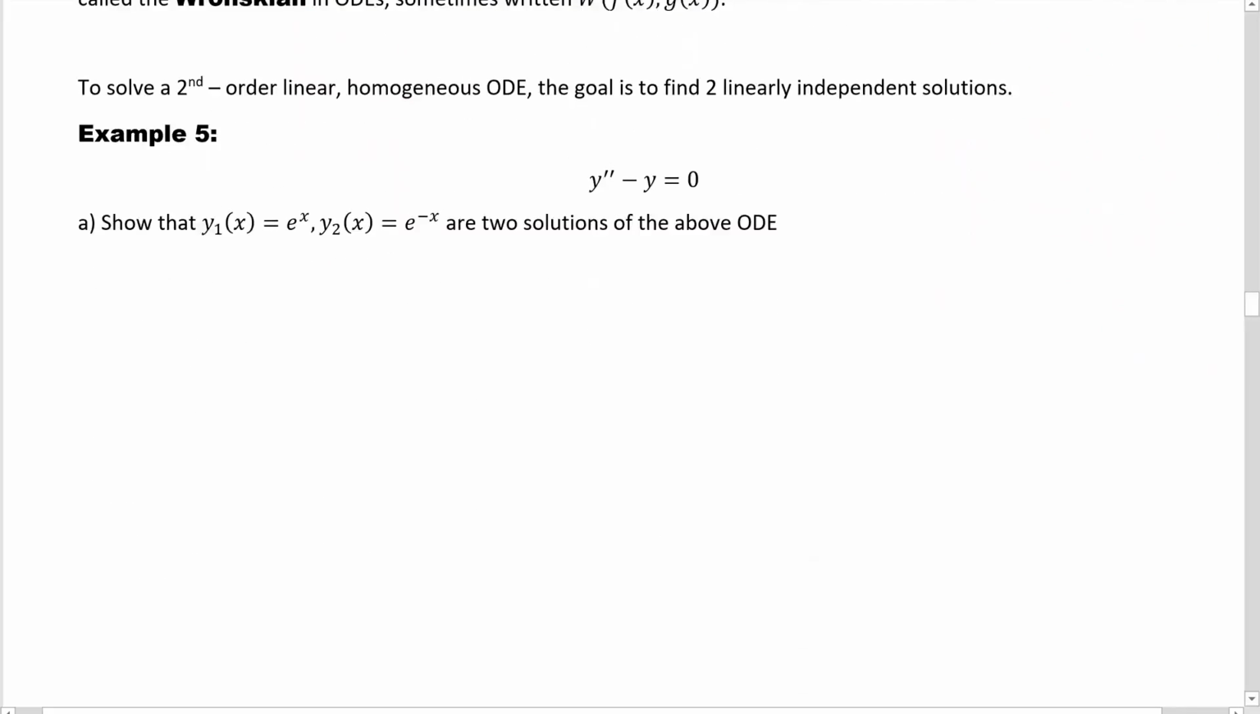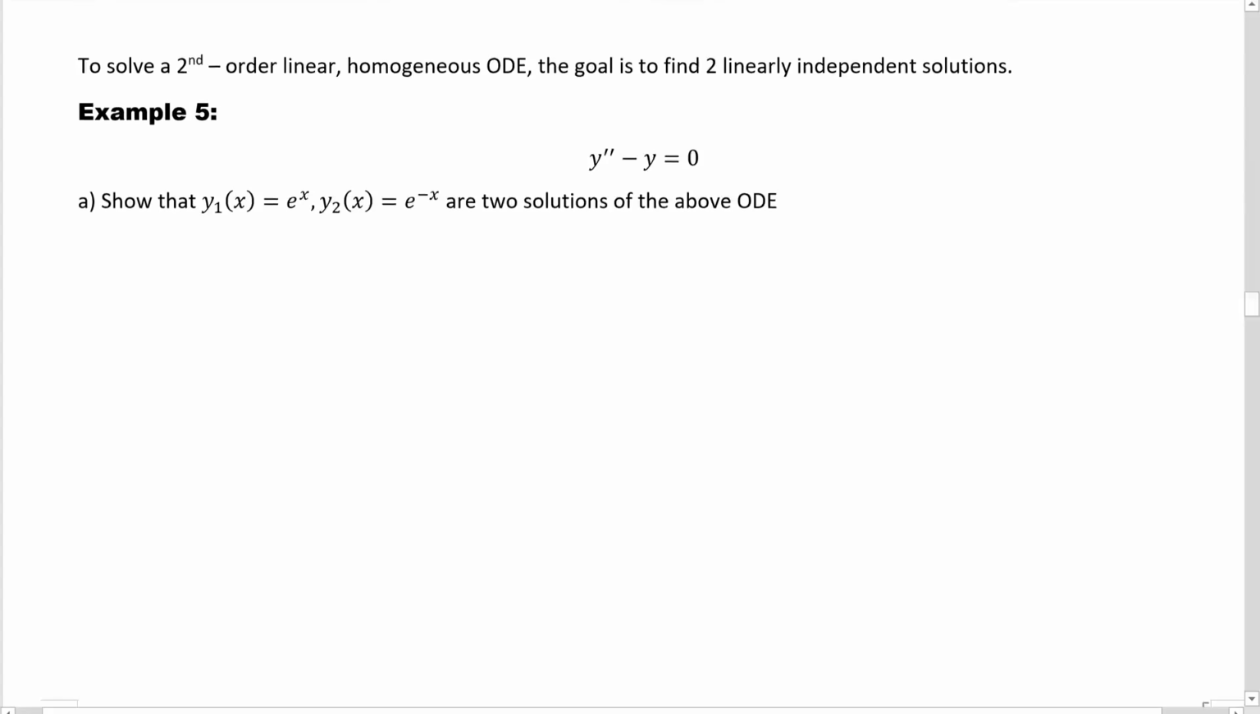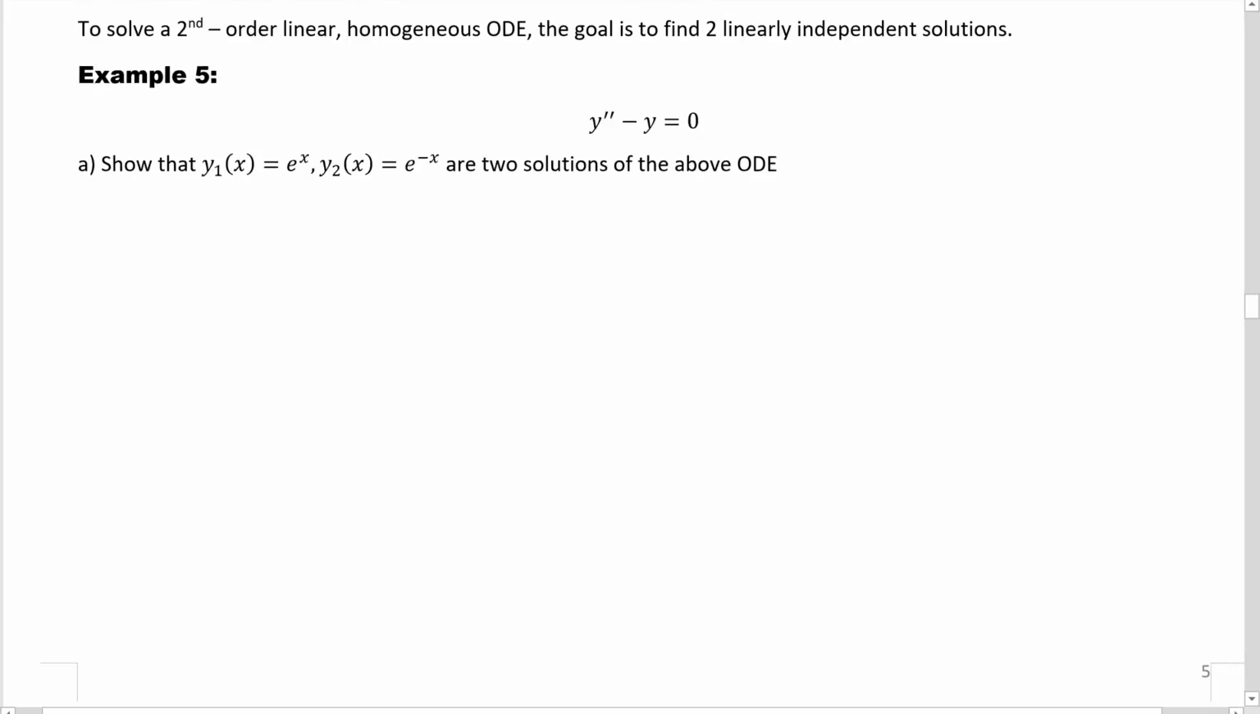To solve a second-order linear homogeneous ODE, the goal is to find two linearly independent solutions. Let's look at example 5: y double prime minus y equals 0. Part A, show that y1 of x equals e to the x and y2 of x equals e to the minus x are two solutions of the above ODE. In part A, we are actually given the solutions. How do we check whether they are solutions? Well, we plug them in.